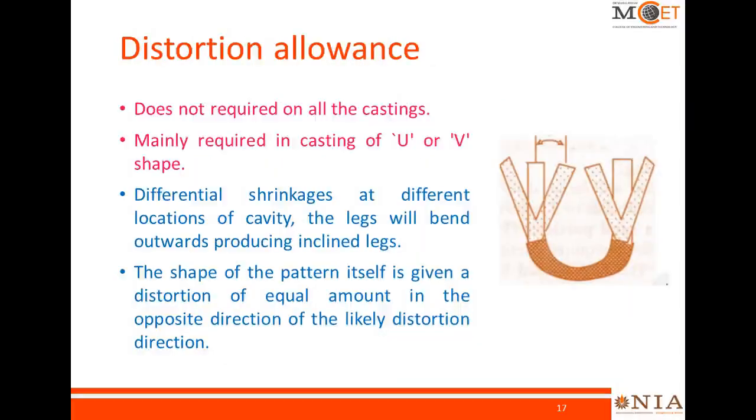Next allowance is distortion allowance, and it's not required for all castings. It is required mainly for U or V shaped castings, where you can see during solidification the U or V shaped castings distort in different locations. Therefore, the distortion can be compensated by providing initial distortion in the pattern itself in a direction opposite to the direction of distortion in the casting. So distortion allowance has to be provided for U or V shaped castings.